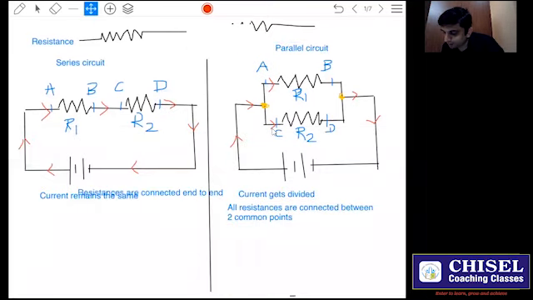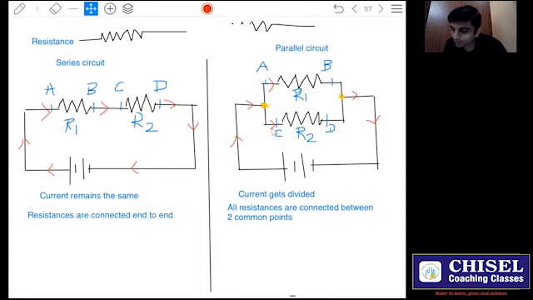Okay, what do we mean by end to end? End to end connection means one end of the first resistance is connected to the other end of the second resistance. Hence we say that the resistances are connected end to end. Now here, as I told you, look, both get the same battery. Same battery means its positive is connected to A and also to C, its negative is connected to B and also to D. So this entire resistance can take up the battery.